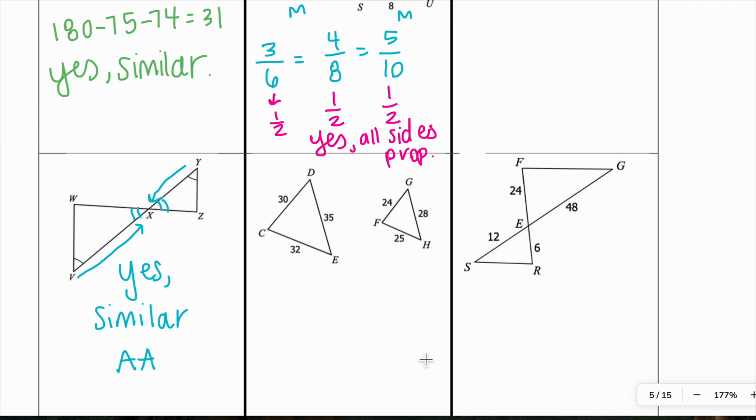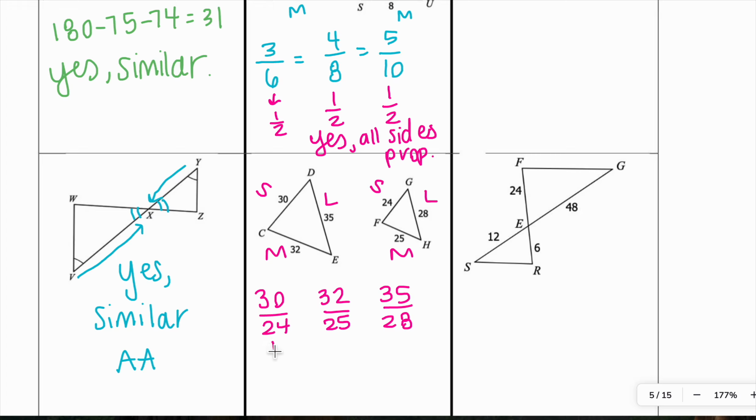So this is where it kind of gets trickier. Again, notice our triangles are turned slightly. So what I would do in this first triangle is I would label my small, medium, and large. And then in my second one, I would also label small, medium, and large lines. Small to small is going to be 30 to 24. Medium to medium would be 32 to 25. And then large to large would be 35 to 28.